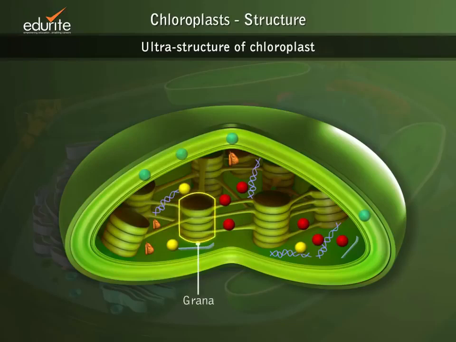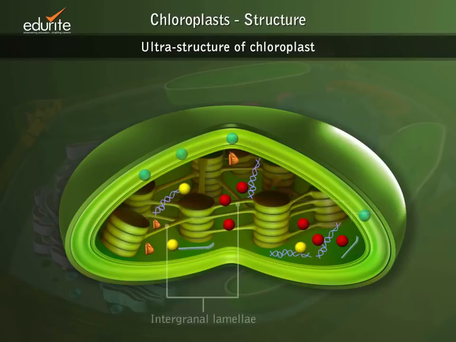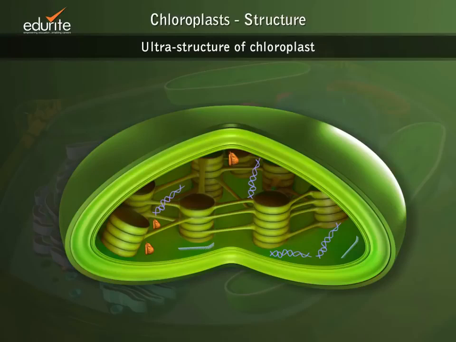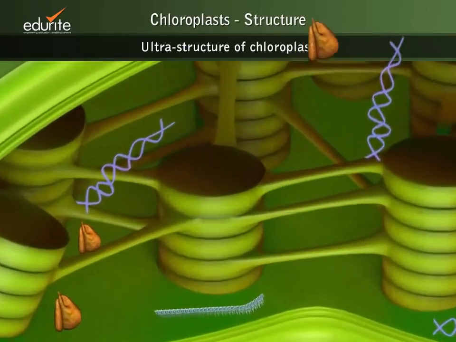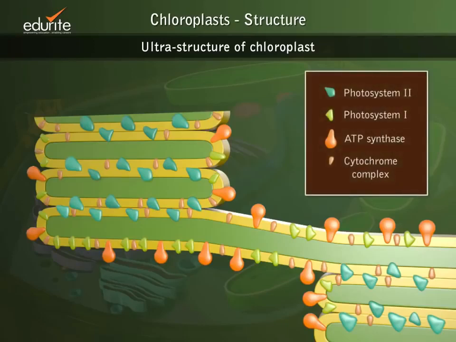The membranes of thylakoids are called fret membranes, and the grana are interconnected by tubular membranes called the intergranal lamellae. Each chloroplast may contain 10 to 30 granal clusters with a single granum comprising about 20 to 60 thylakoids. The thylakoid membranes are made up of 20 to 30% lipids and 70 to 80% proteins.